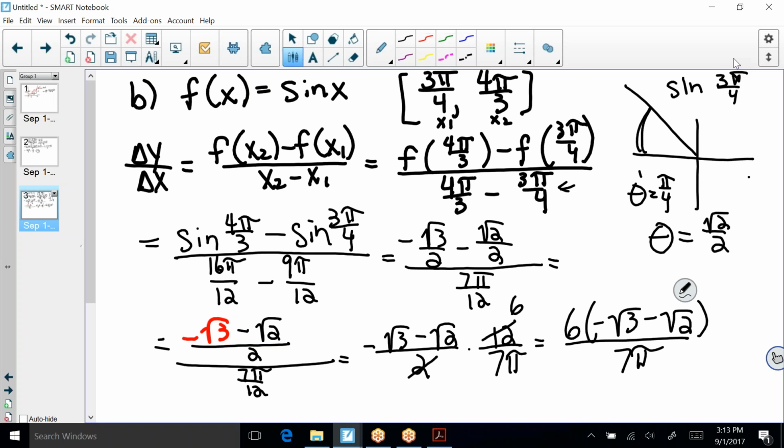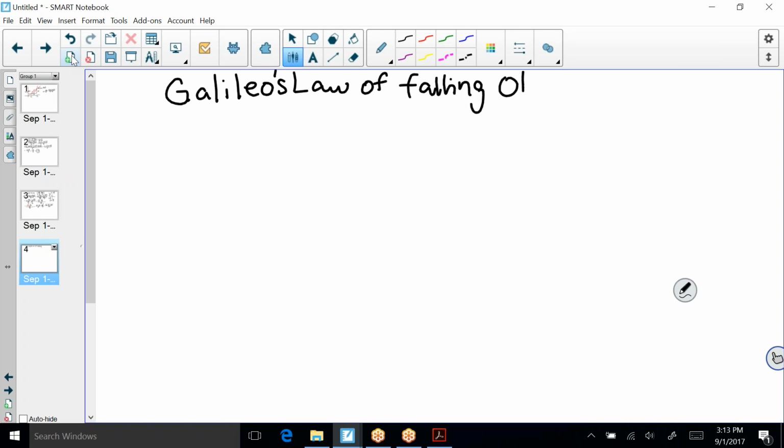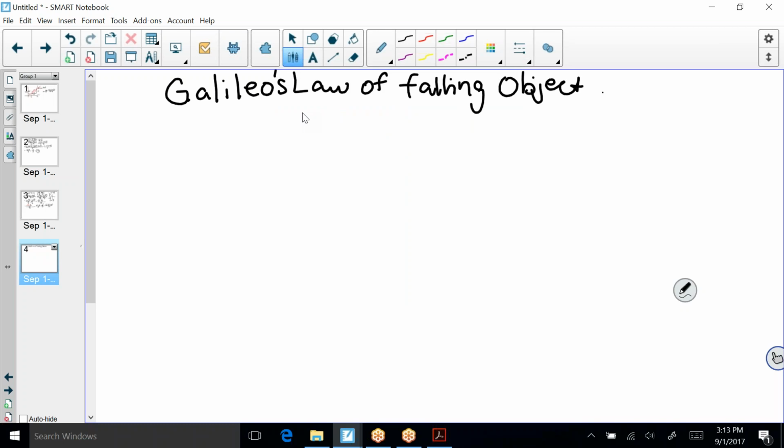All right, so let me get another page here. And I'm going to talk about Galileo's law of a falling object. This isn't in the notes that I gave you, so you can write this on a separate sheet of paper. So Galileo's law of falling objects. All right, so we're going to talk about free fall.